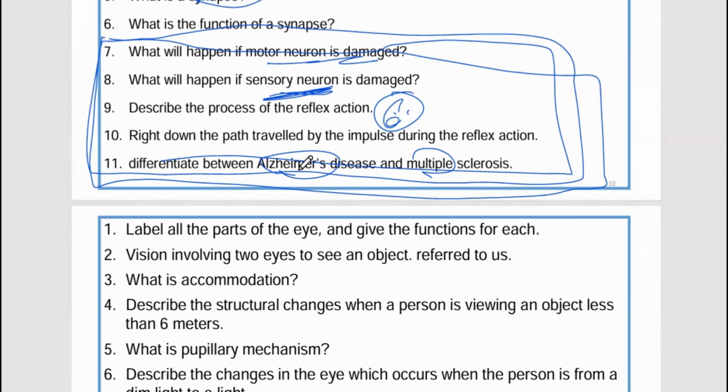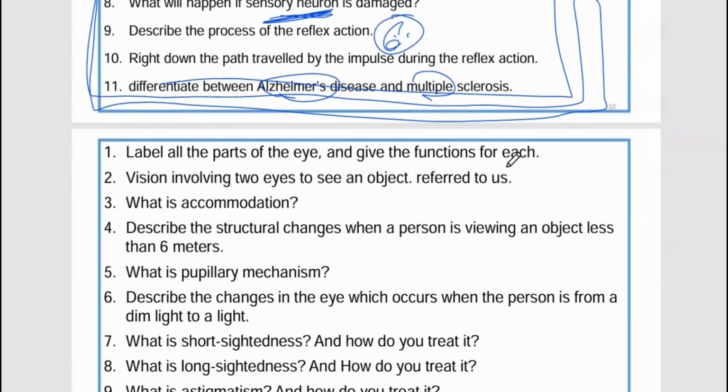Then multiple sclerosis is basically a result of the myelin sheath starting to degenerate. The myelin sheath, the layer which protects the neuron, starts to degenerate. So we call it the myelin sheath. So once the myelin sheath is degenerating, then automatically you're going to suffer from what is called multiple sclerosis.